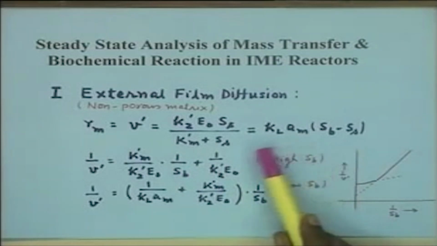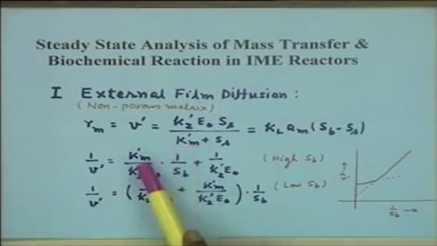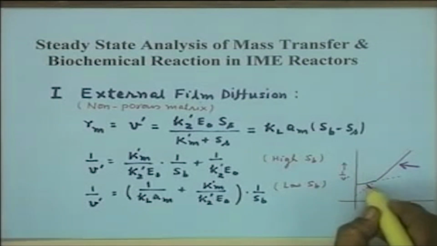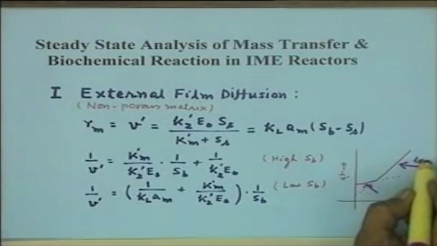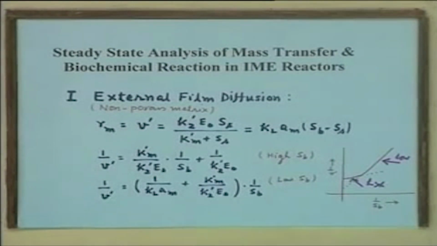One, under high substrate concentration we get a Lineweaver profile which is analogous to ordinary soluble enzyme kinetics. And in the case of low substrate concentration, you get a difference in slope, and the measurement of slope at two distinct stages of the Lineweaver plot gives you an estimate of the value of the mass transfer coefficient due to film diffusion.